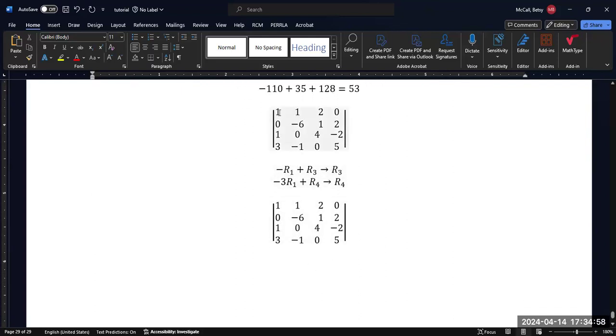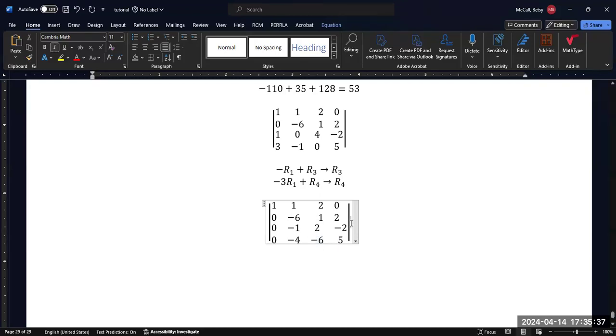So -1 plus 1 gives me 0. -1 plus 0 is -1. -2 plus 4 is going to give me 2. And then 0 doesn't change anything. -3 times 1 is -3 plus 3 is 0. -3 times 1 is -3. This gives me a -4. -3 times 2 is -6. And then 0, that doesn't change anything.